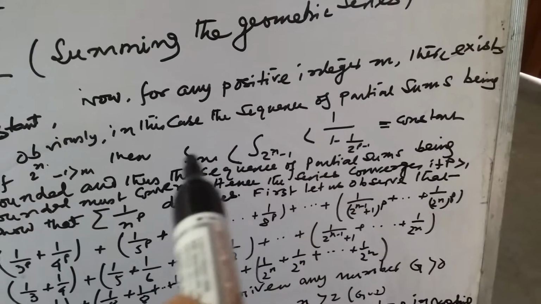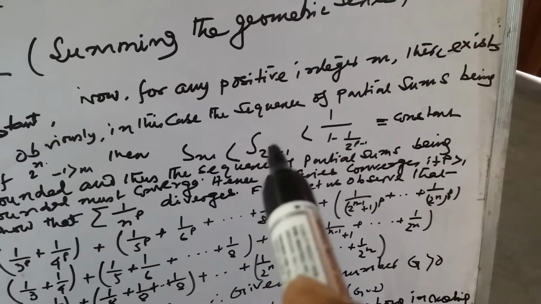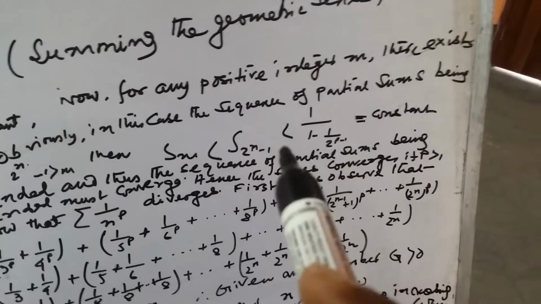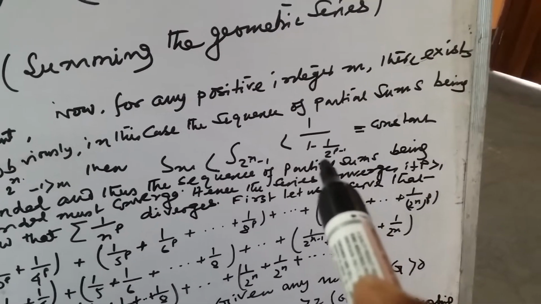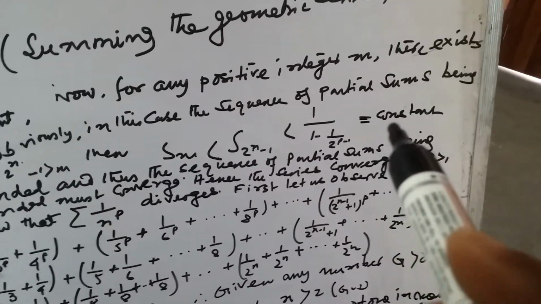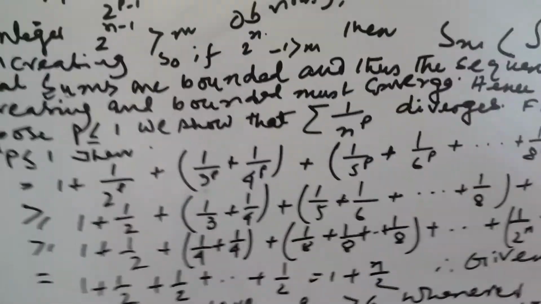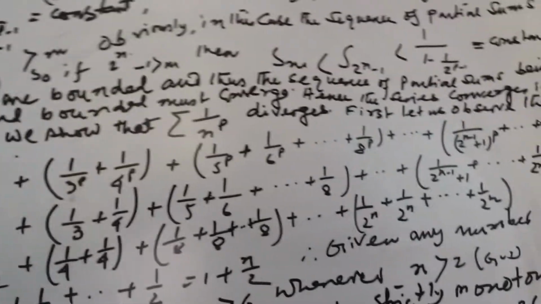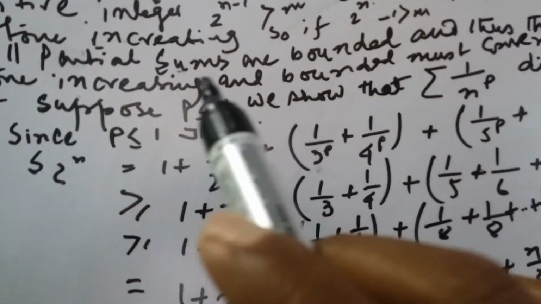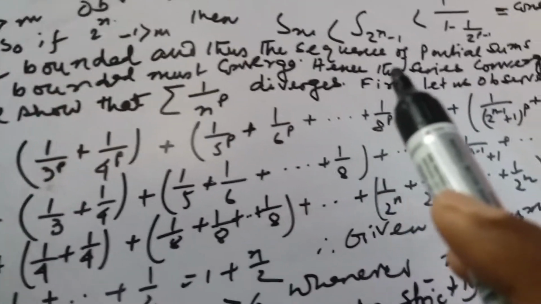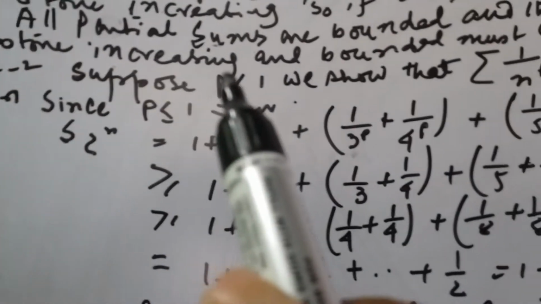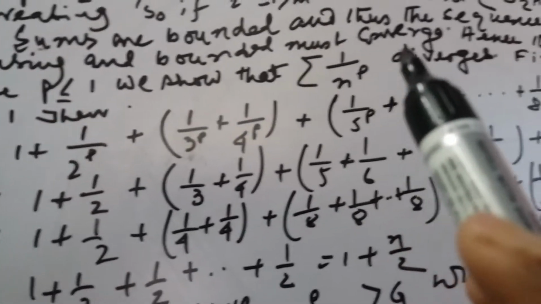So you can write S m is less than S of 2 to the power n minus 1, which is less than 1 by (1 minus 2 to the power p minus 1), which is constant. So all the partial sums are bounded. Thus the sequence of partial sums, being monotonic increasing and bounded, must converge.